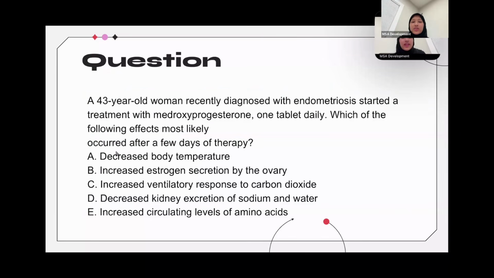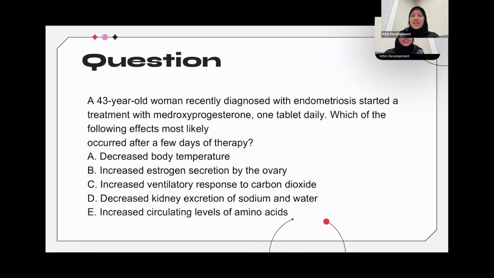A 43-year-old woman recently diagnosed with endometriosis started treatment with medroxyprogesterone. This is from the other lectures, but I want to bring this here. She is taking a hormonal pill for a painful period. Which of the following is most likely after a few days of therapy? What is an effect of progesterone in pregnancy?